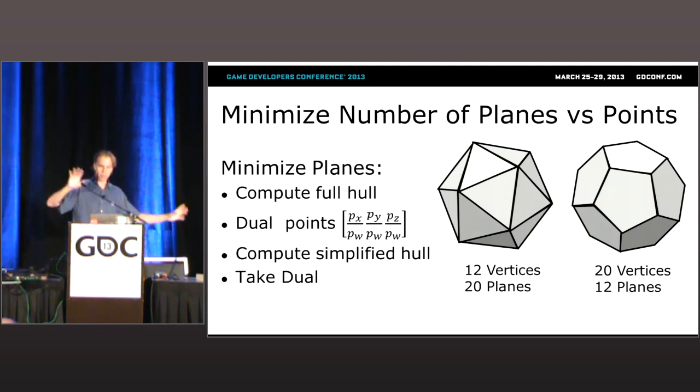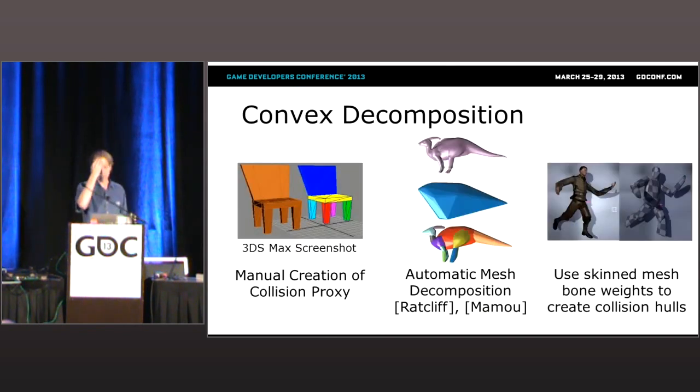There's a trade-off. Sometimes you want fewer vertices if it's something like you're doing GJK a lot. Sometimes if you're doing a lot of plane tests, then you want to have fewer planes. So there's trade-offs for which is better.